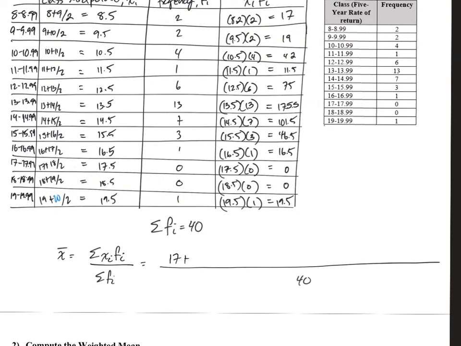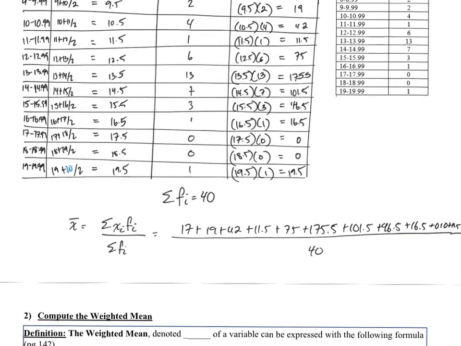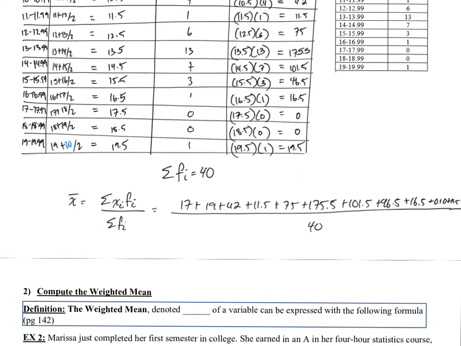17 plus 42, plus 19, plus 42, plus 11.5, plus 75. Once again, I'm getting these from this chart here. Plus 175.5, plus 101.5, 46.5, 16.5, running out of room, plus 0, plus 0, plus 19.5. Oh, that's not a lot of room there, sorry. Okay. Adding those all up with a calculator, we'll get 524 divided by 40, which gives us, sorry, 13.1. So x bar, or the sample mean, is 13.1.